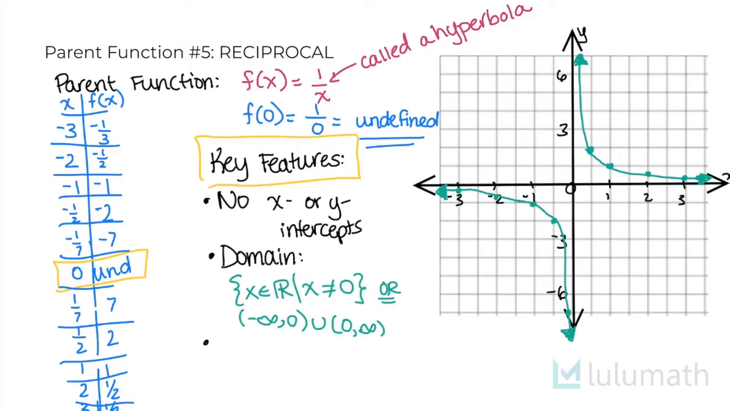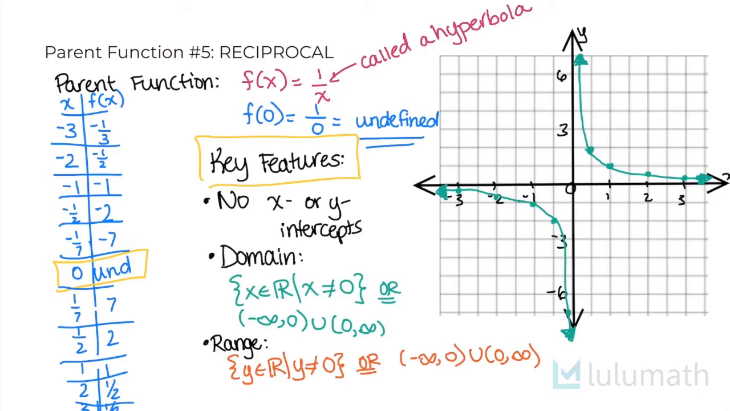So for our range, we are going to say something very similar. Y is an element of the reals, or f of x is an element of the reals, such that y, or f of x, is not equal to 0. Or we could say it goes from -infinity to 0, does not touch 0, and then it starts again at 0 and goes all the way to infinity. And these are our key features of our reciprocal function.